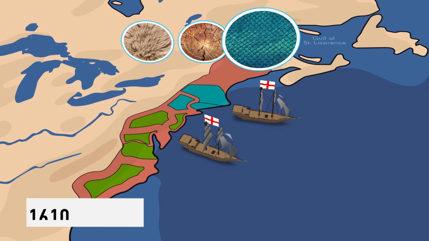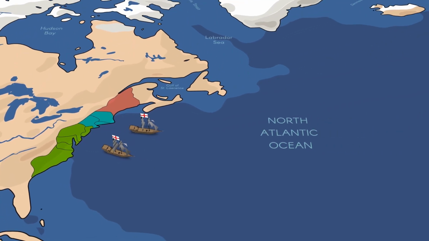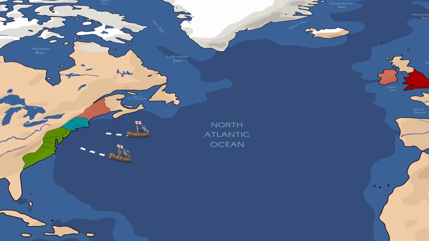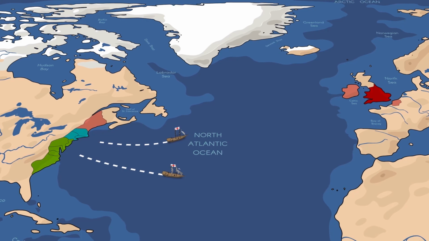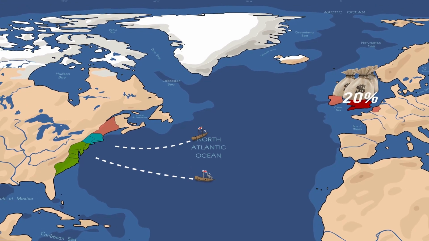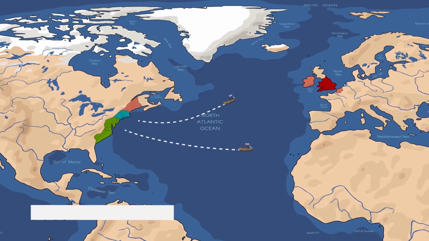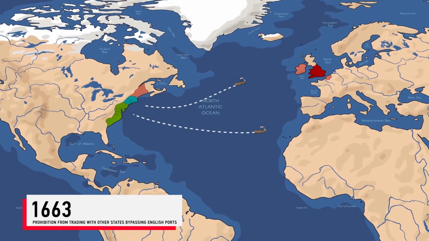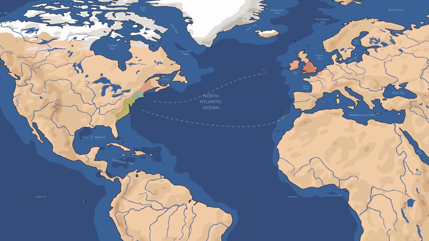From the northern colonies to England, valuable wood, fur, and fish were transported. The southern and central colonies mainly exported tobacco and sugar. The central English government collected about 20% of the colony's income and exploited the colonies through navigational acts, which from 1663 prohibited the colonists from trading with other states, bypassing English ports.